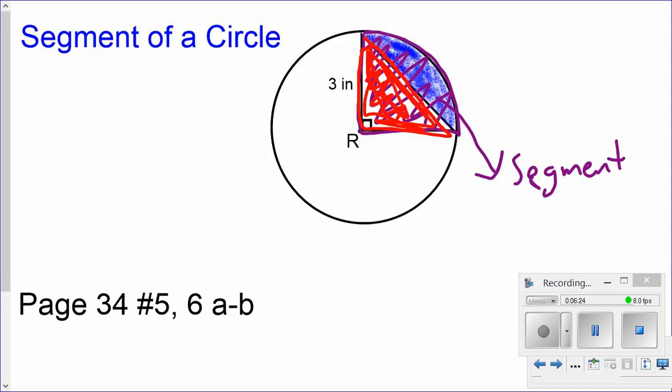Okay, so if I subtract the whole sector area, which was the purple, and I subtract the red, that will give me what's left, which is the blue. So let's go about finding that. So let's first get the area of the sector.